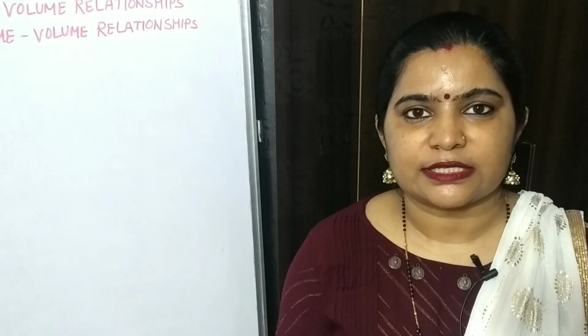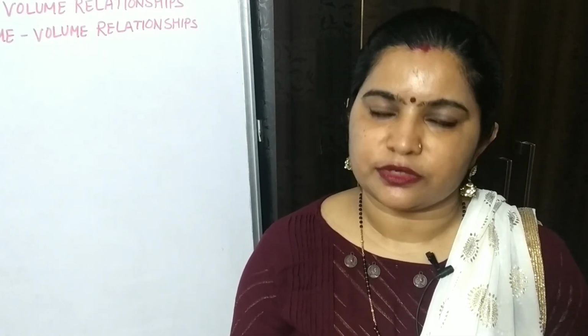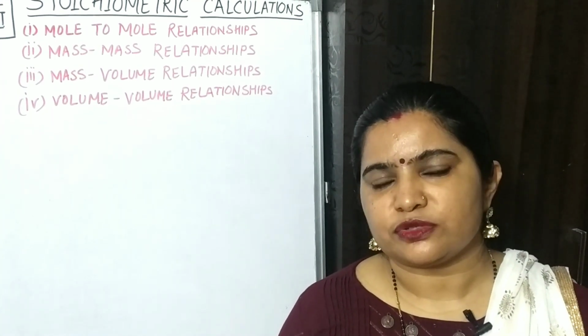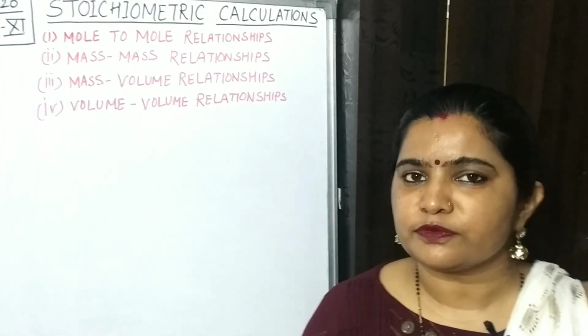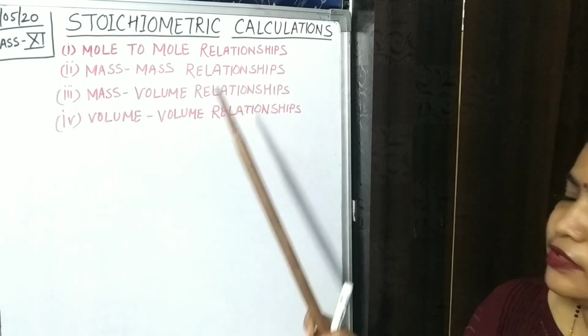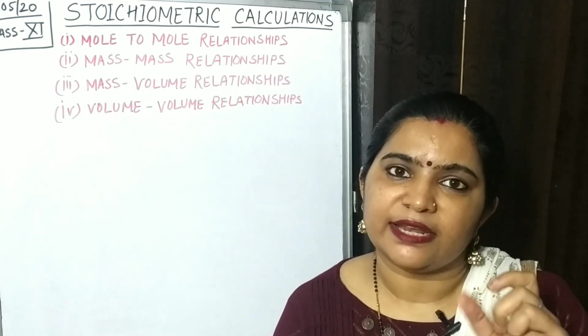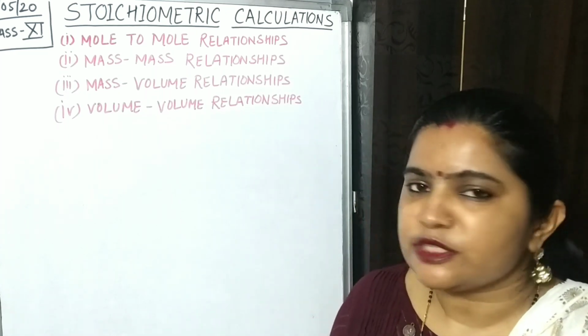See children, it is a topic of chapter 1 class 11 that I am going to discuss with you, and it is a very important topic, and the topic is stoichiometric measurements. Okay, stoichiometric measurements children, what is the meaning of stoichiometry here? It is a Greek word. Stoichion means elements and metric means measurement.